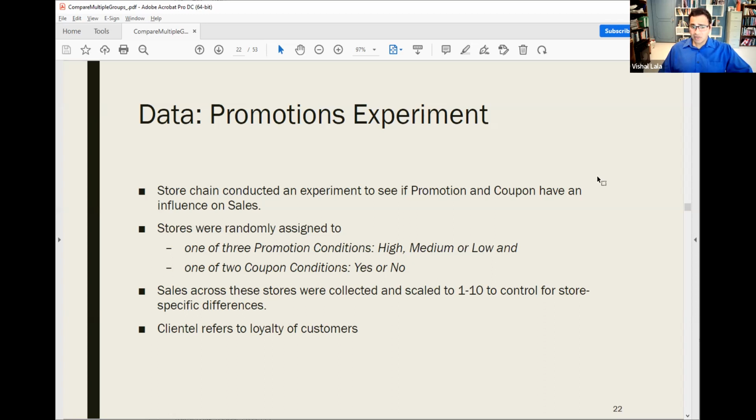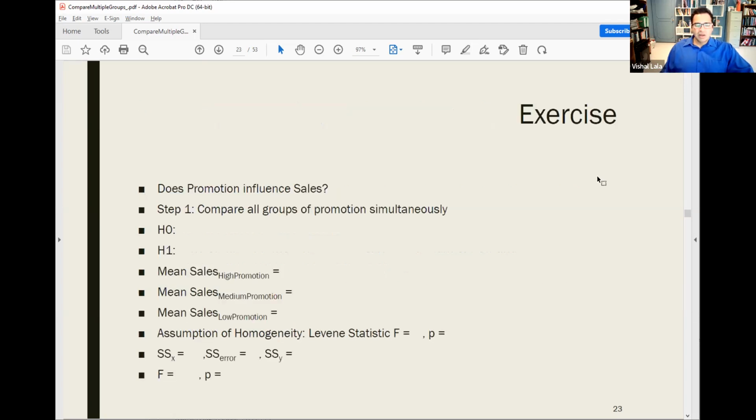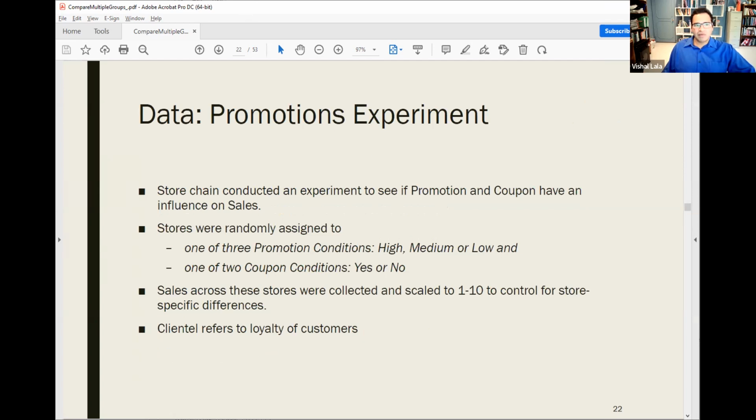They gathered sales across these stores and they scaled them to a 1 to 10 scale to control for store-specific differences like square footage and so on. Finally, they gathered data on clientele. That is the loyalty of customers. This was computed based on an index of what percentage of customers hold a store loyalty card. So let's take a look at the data before we can go any further.